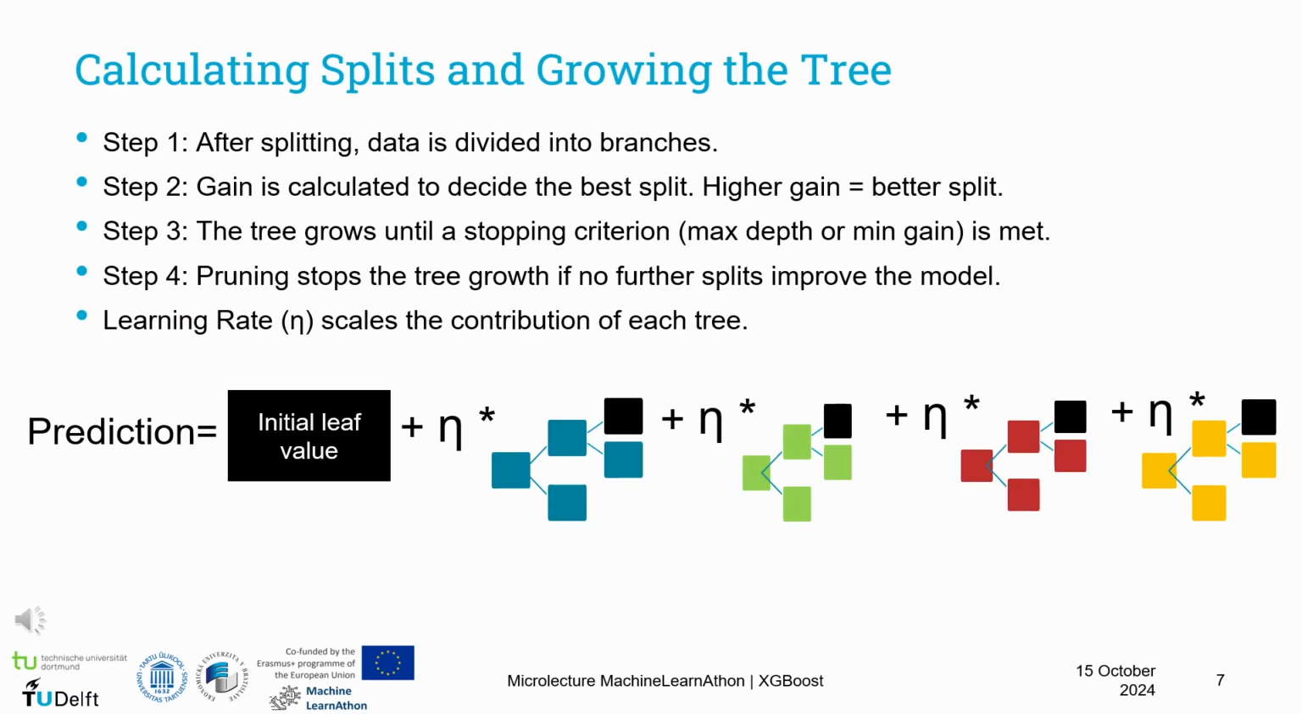Once a split is made, the data is divided into two branches. At this stage, the model calculates the gain of each split to determine how much it improves the predictions. The higher the gain, the better the split. The tree continues to grow until a stopping criterion, such as maximum depth or minimum gain, is met. Additionally, XGBoost applies pruning to stop tree growth when no further splits improve the model. Each tree's contribution is scaled by the learning rate, making it an integral part of the tree construction process.